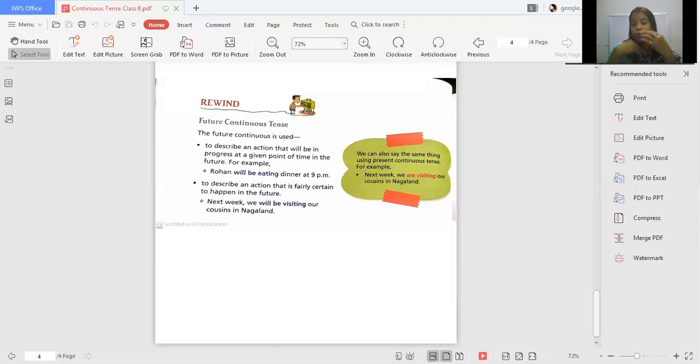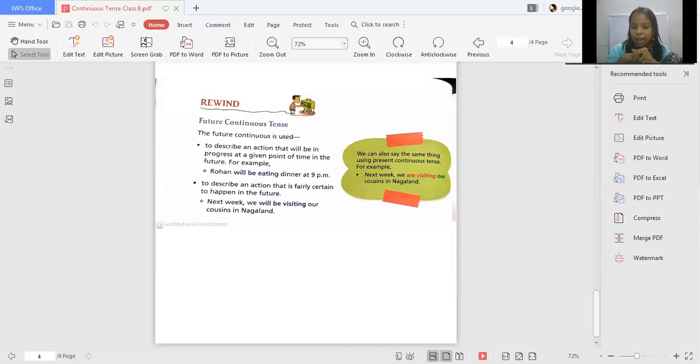And now what did we do? We are visiting our cousins in Nagaland. So here the verb are and the verb with ing, that is are visiting, can also be said to be the present continuous tense. But here what I'm trying to say is that since we are planning for the future, if you find things like next week or next month or next year, you have to just keep in mind that if such phrases are there, you should understand that it is talking about the future.